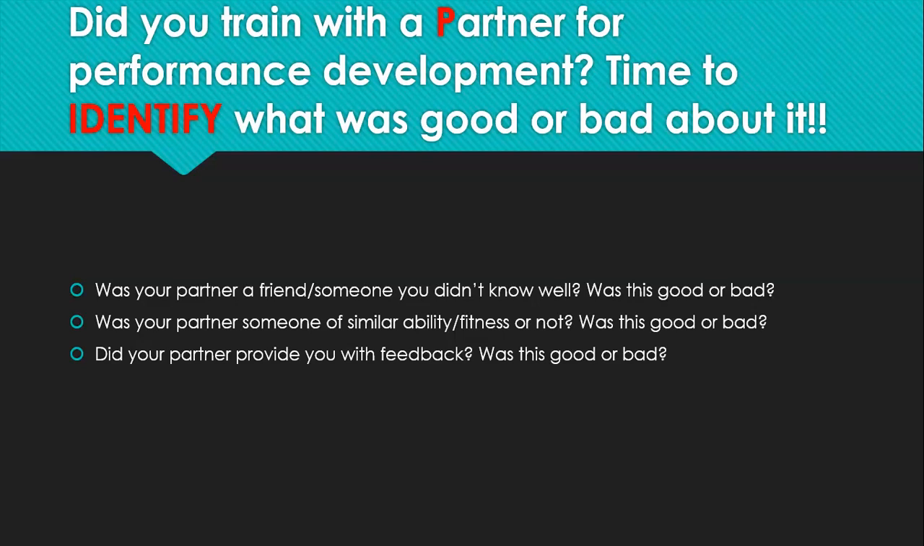Was your partner someone of similar ability or fitness or not? Was this good or bad? Did your partner provide you with feedback? Was this good or bad? Now remember, you can also consider other things if it's relevant for you. You don't just have to stick to these reflective questions to fill in your identify column. Pause the video here and fill in column 1 about your partner.